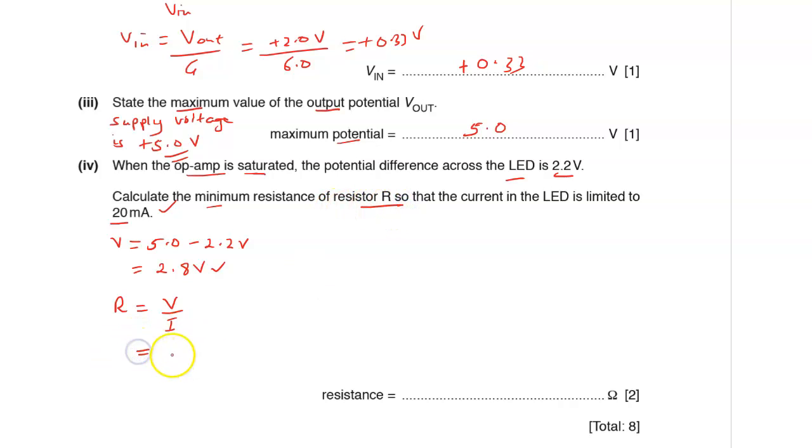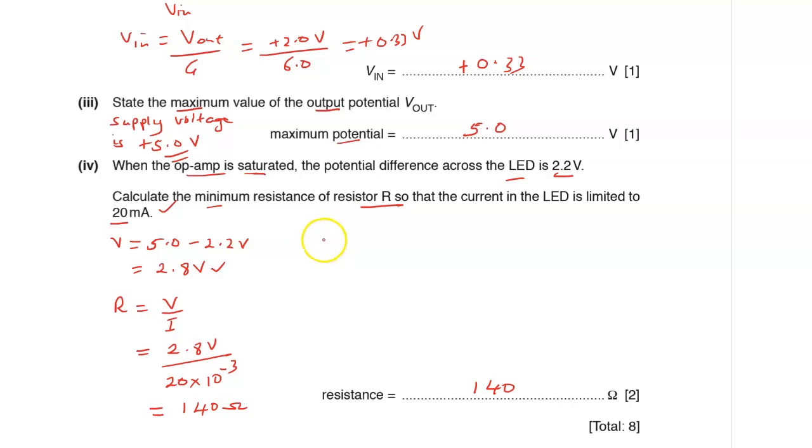So resistor R will have 2.8 volts across it, and a current of 20 milliamps flowing through it. Milli is 10 raised to the power minus 3. Therefore, this will give us a resistance of 140 ohms. So the resistance R will be 140 ohms.